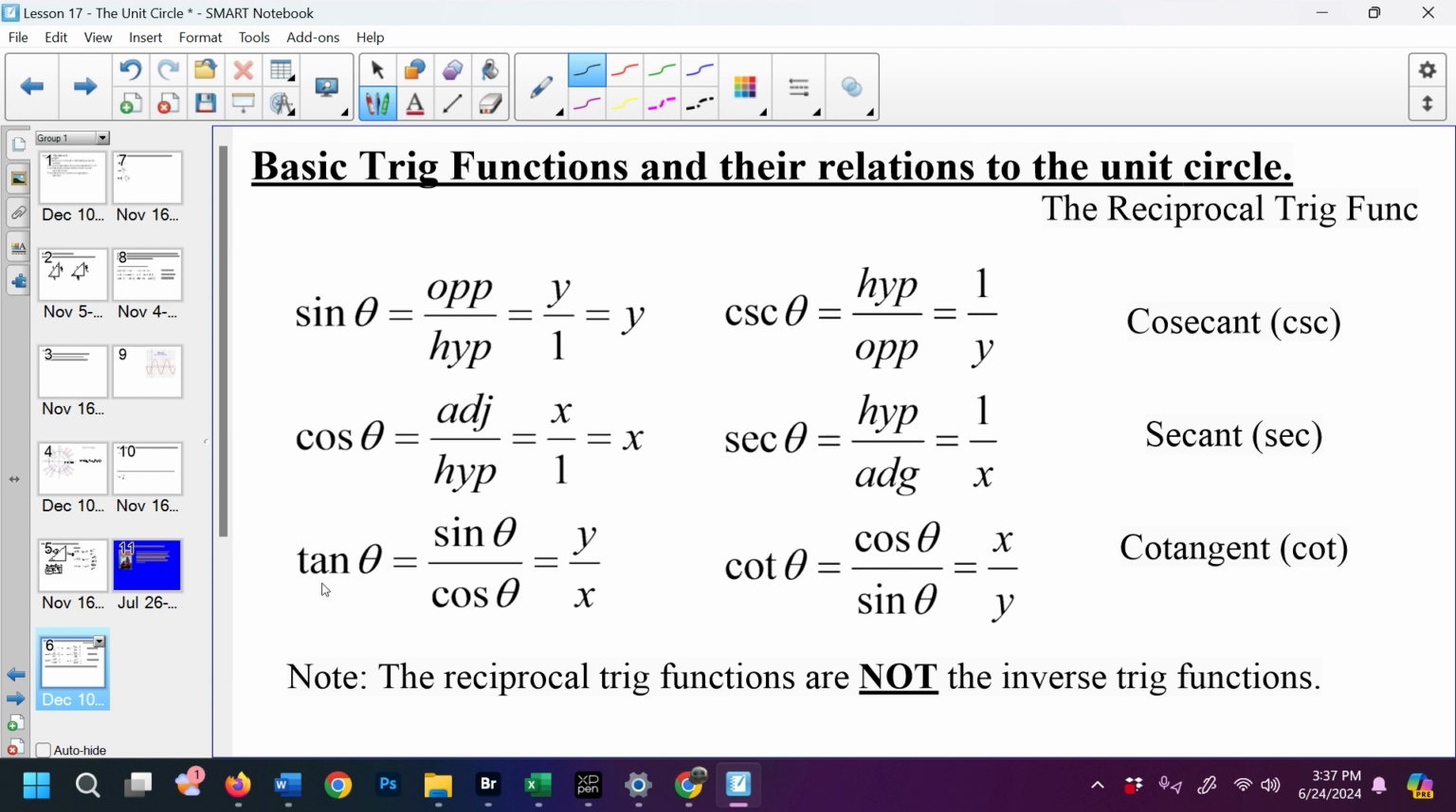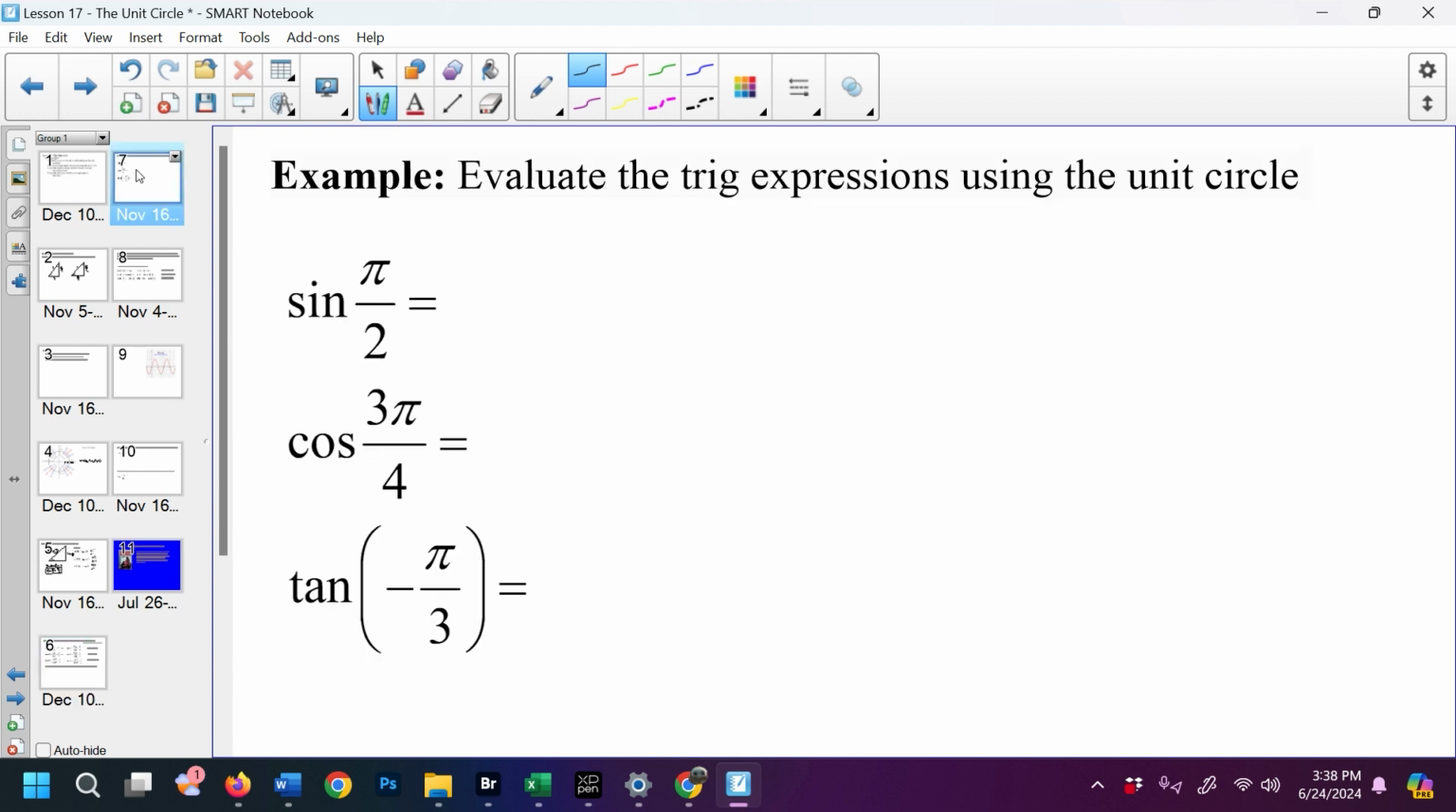The tangent is the ratio of the sine to the cosine. And since the sine of theta was y, we just plugged in y. Since the cosine of theta was x, we just plug in x. So the tangent is the ratio of the y value to the x value. The cosecant, the secant, and the cotangent are just the reciprocals of the sine, the cosine, and the tangent values. A couple of examples.